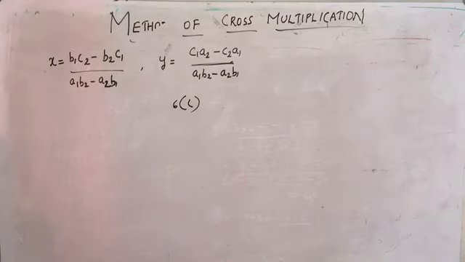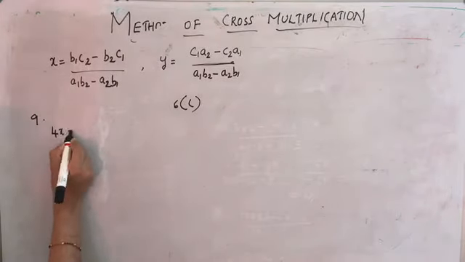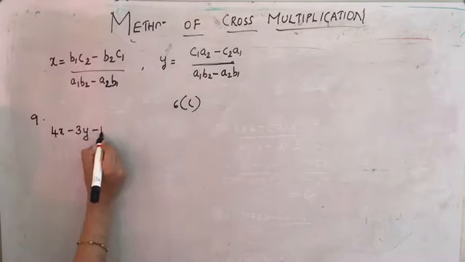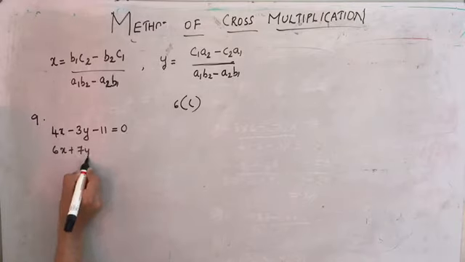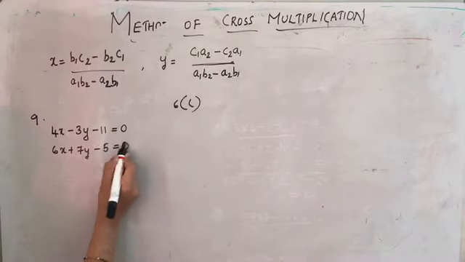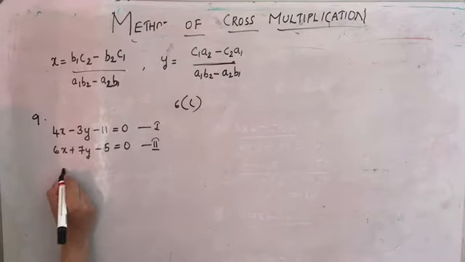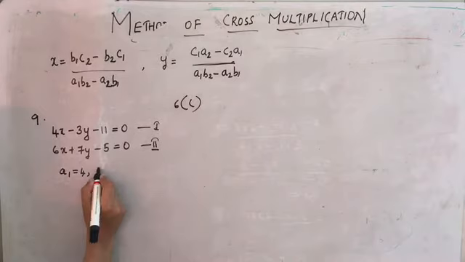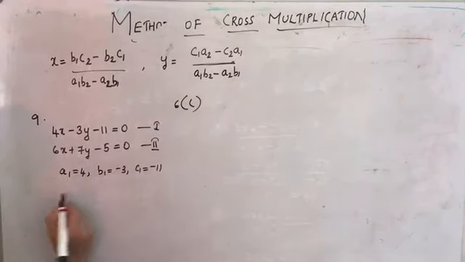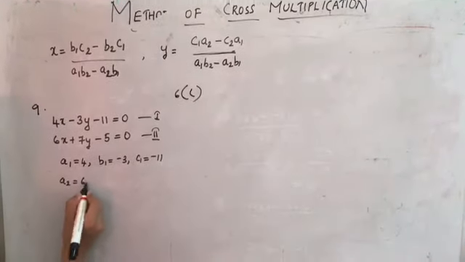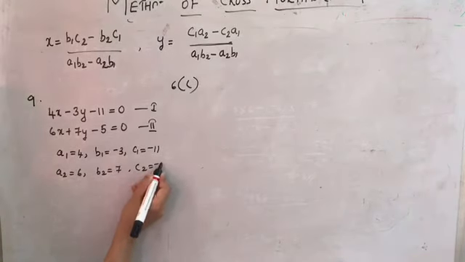So now I will be doing the 9th question. Question number 9. 4x minus 3y minus 11 equals 0. 6x plus 7y minus 5 equals 0. So it is in the standard form. You can take out the values. a1 equals 4, b1 equals minus 3, c1 is equal to minus 11. a2 equals 6, b2 equals 7, c2 is equal to minus 5.